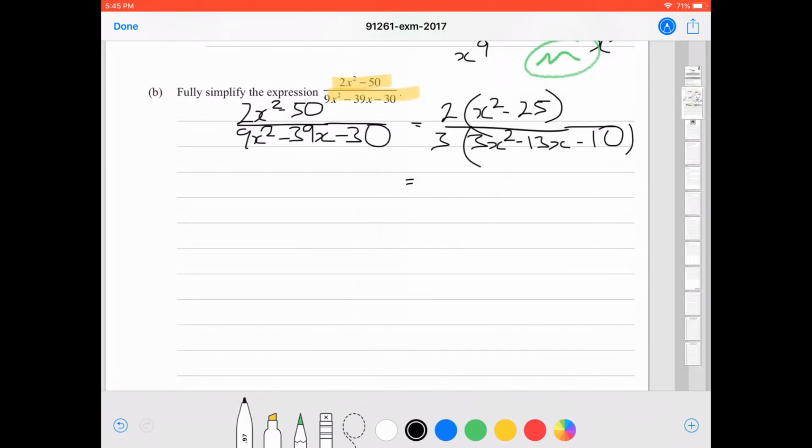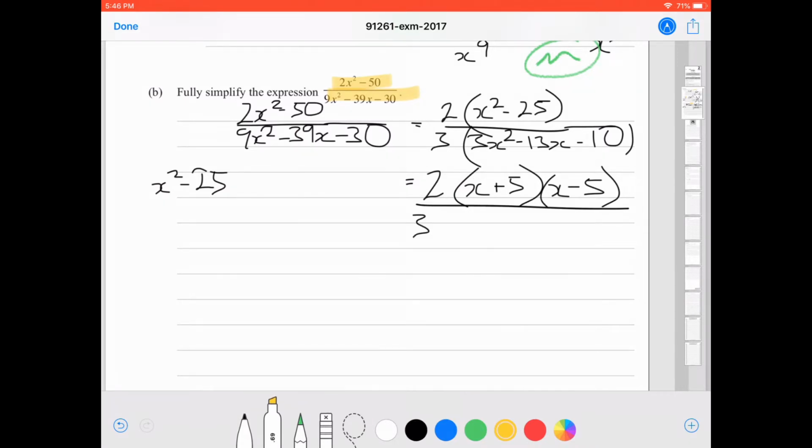So on our numerator, x squared minus 25, hopefully you'll recognise this is a special case, difference between squares. So the factorised form is going to be x plus 5 and x minus 5. So that's the difference between squares. It's good to know that and be able to recognise it in an exam. That's our numerator. And then we're going to factorise this quadratic here.